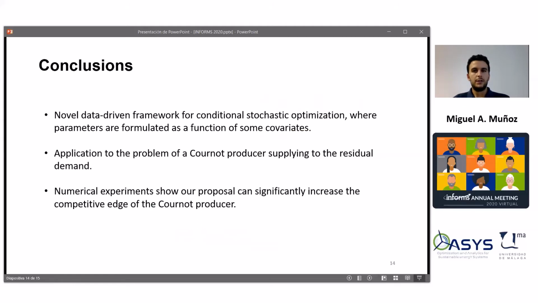To finish our presentation, we remark that we have proposed a new bilevel framework for decision-making under uncertainty. We have shown how to apply all three frameworks to the case of an energy producer with a Cournot model, and we show that our method outperformed the other approaches in a realistic numerical example.